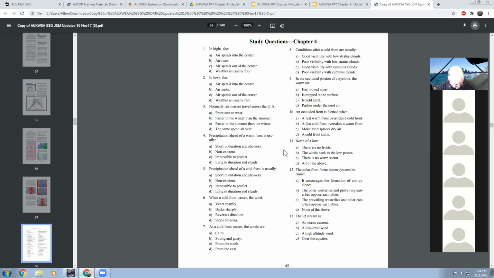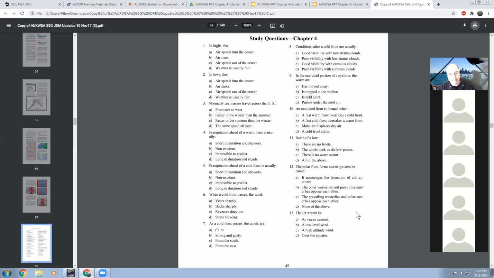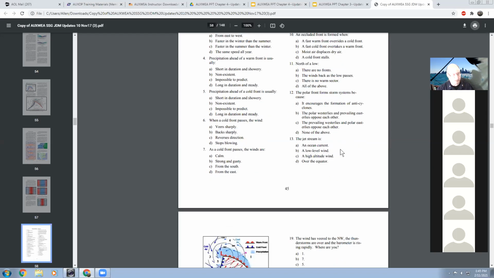Next one is Gary Cahill. The polar front forms storm systems because... Gary, can you hear me? Harold Schlahan. The polar front forms storm systems because prevailing westerlies and polar easterlies oppose each other, D. Good. Jane Bickle, number 13, the jet stream is a high altitude wind, C. Excellent.